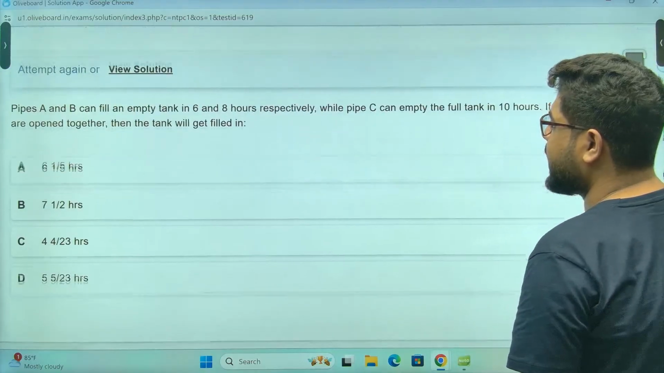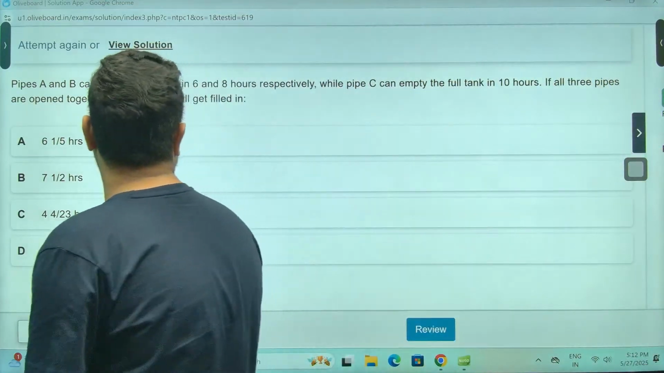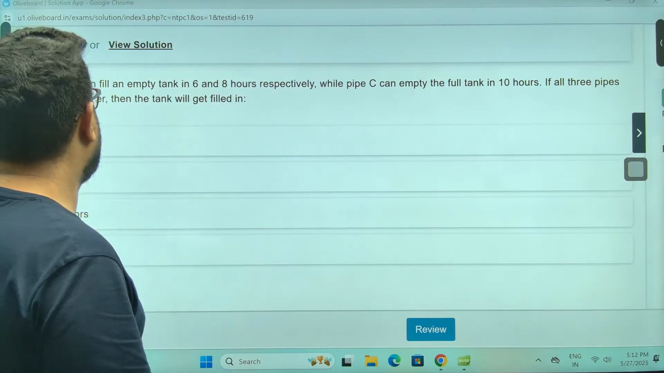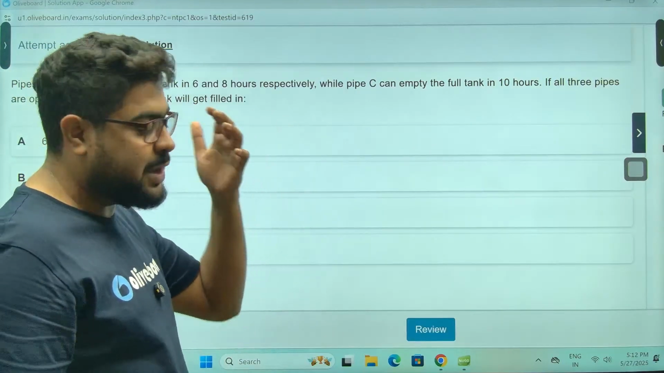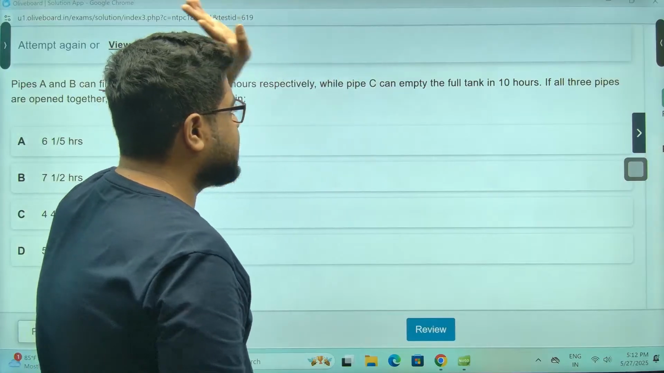Pipe A and B can empty a tank in 6 hours and 8 hours respectively. Pipe C can also empty. All 3 pipes, fill and empty tank. Achha, this is inlets, these two, and this is outlets, sir.